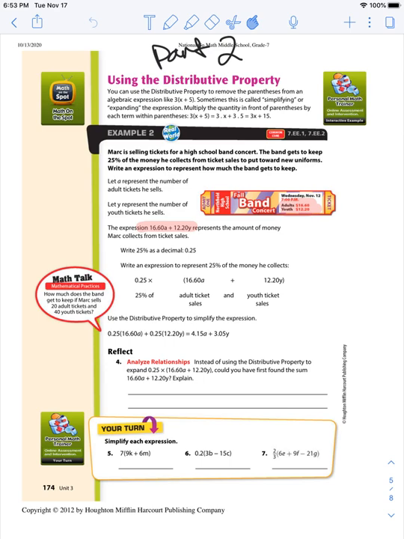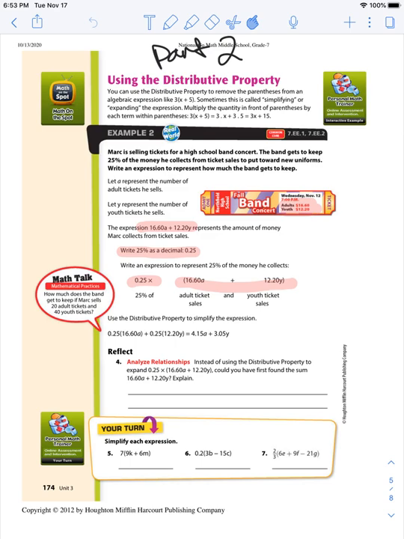Now it says the band gets to keep 25% of the money that's collected from ticket sales. So that expression represents how much is collected from ticket sales, but only 25% of that the band gets to keep. So we're going to write 25% as a decimal, 0.25, and then we're going to multiply 0.25 because it's 25% of the total ticket sale.